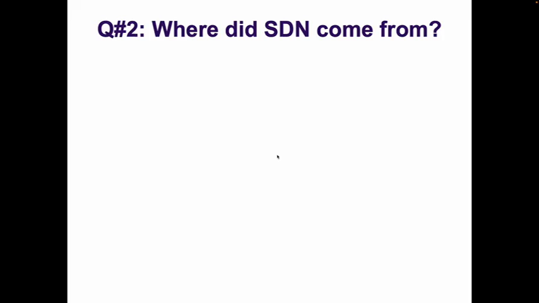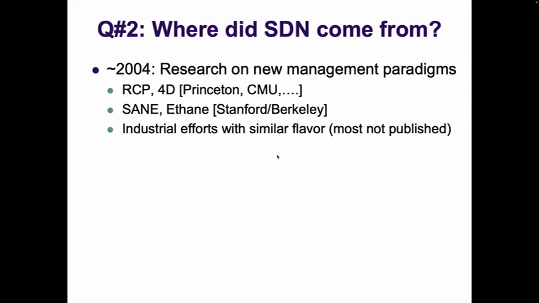So where did SDN come from? So about 2004, you'll find in many fields when there's a new idea, there are many different groups who've been thinking about it. And so that's true about SDN, that around 2004, there were groups at Princeton and CMU that were doing something called RCP and 4D.